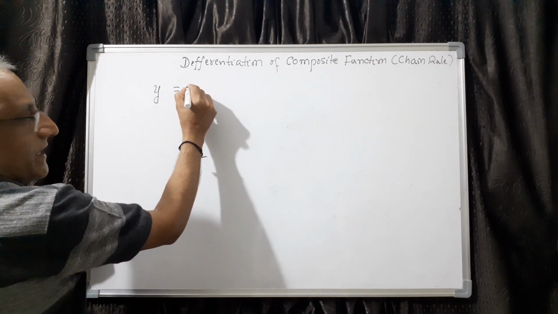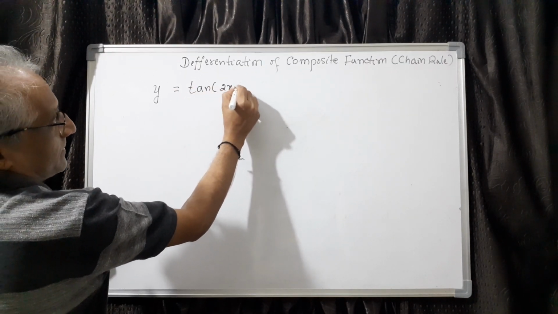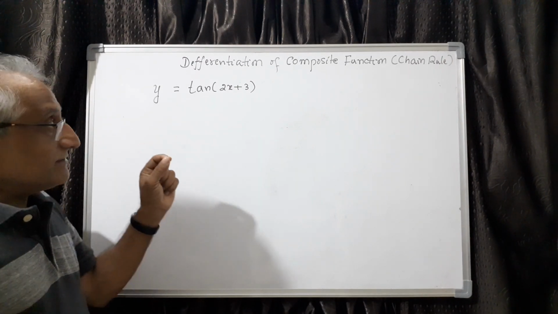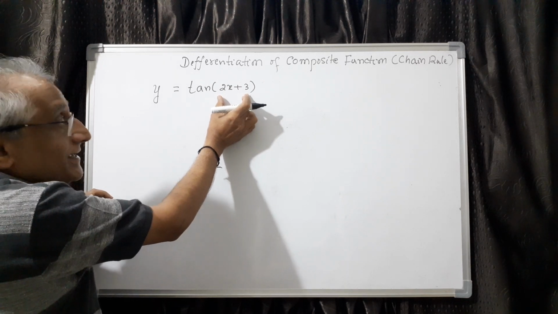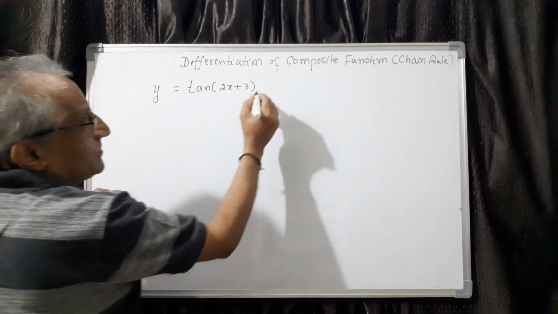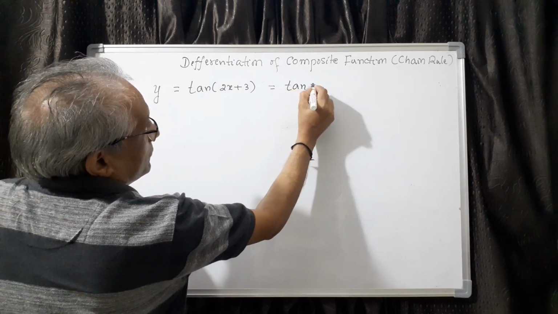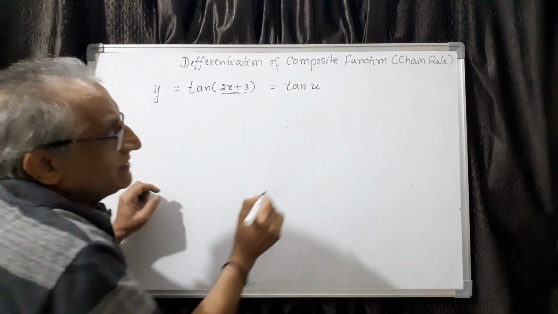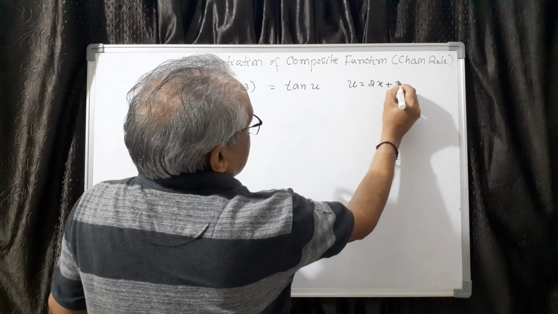Say tan of 2x plus 3. This is a composite function. That's what you have to understand in the beginning. 2x plus 3 is the first function u. Then it goes to tan. Therefore, what you have to do is substitute this as tan u. So you take this as u, and immediately you write what u is. u is 2x plus 3.